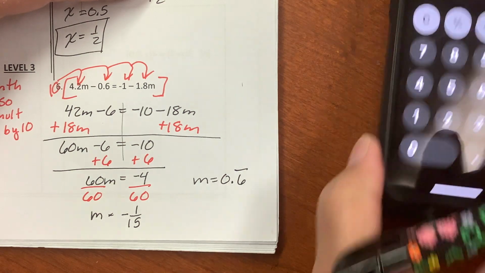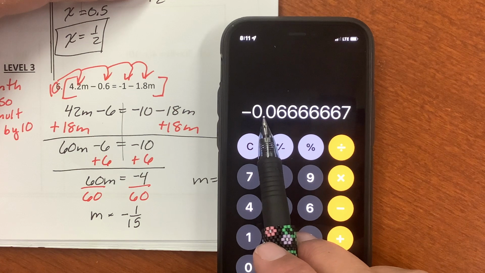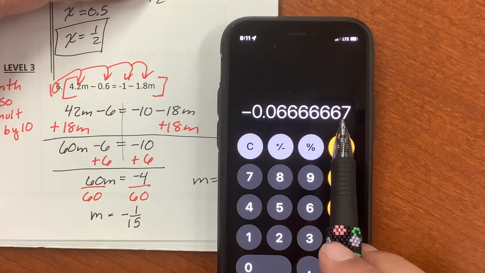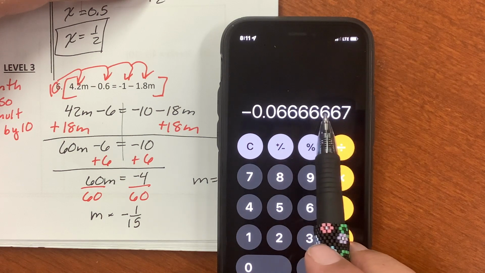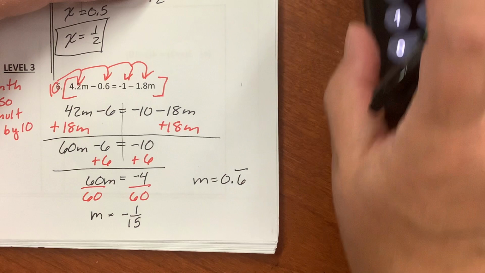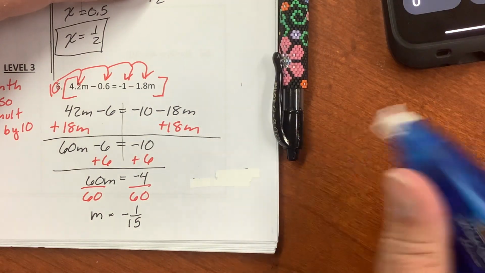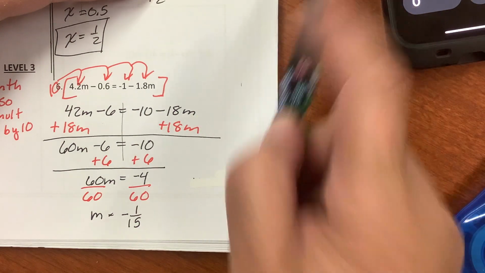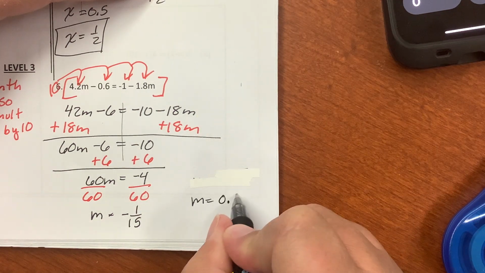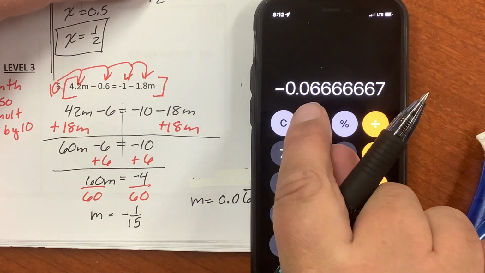Oh, no it's not. Look at this mistake I made. It's 0.06 repeating. Now that last number is a 7 because the calculator automatically rounds it up, but I made a huge mistake and put my decimal in the wrong spot. That is completely wrong. So be careful. It's got to be m equals 0.06, and the repeater bar goes only over the 6's.